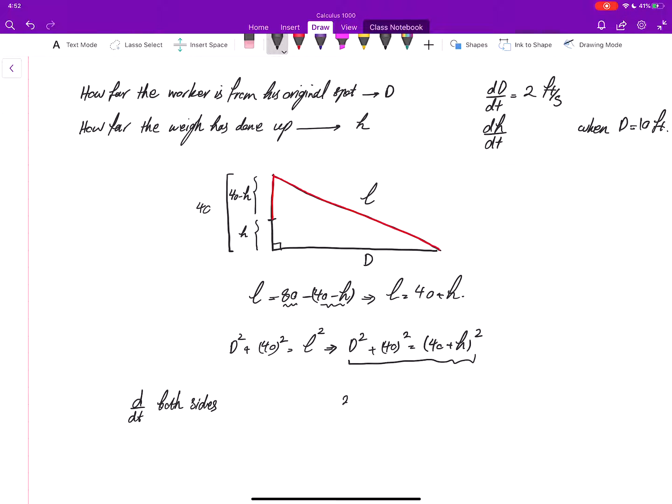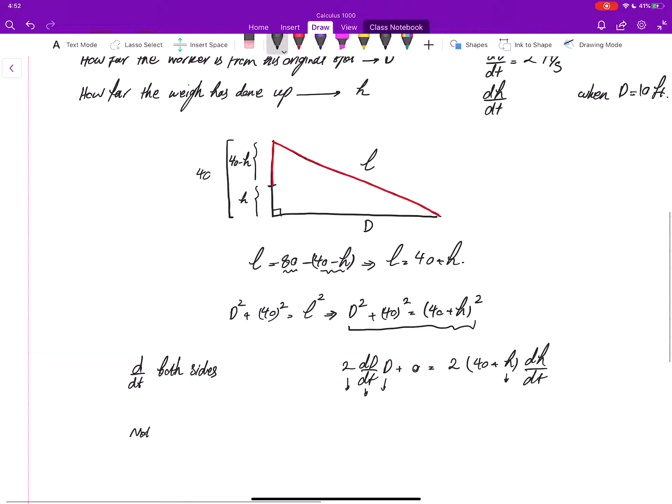This will give us 2D dD/dt plus 0 equals 2 times (40 plus H) dH/dt. And basically we have all the values. Well, to be honest, we have to be careful here. We have to know what H itself is when D is 10.